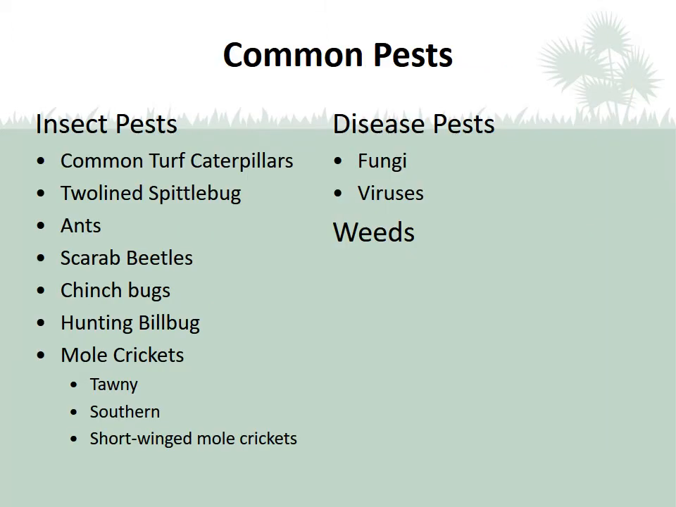Some of the common pests we're going to look at are common turf caterpillars, the two-line spittlebug, ants, which could be a problem in any lawn, scarab beetles, which are mostly a problem of St. Augustine grass, chinch bugs, also a problem of St. Augustine, hunting billbug, like we mentioned in the last video, that's the insect pest for zoysia, mole crickets, several different species, which can be problems of Bahia grass, and then there's several very important fungal diseases of turf that can cause bad problems, a few viruses, and of course weeds. We always get a lot of questions about weeds and what homeowners can do to control them.